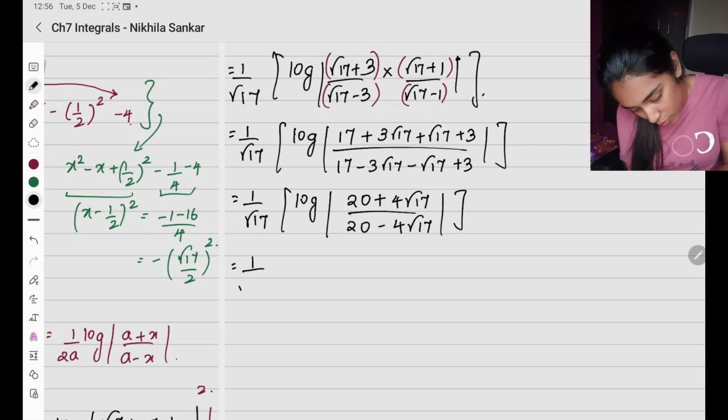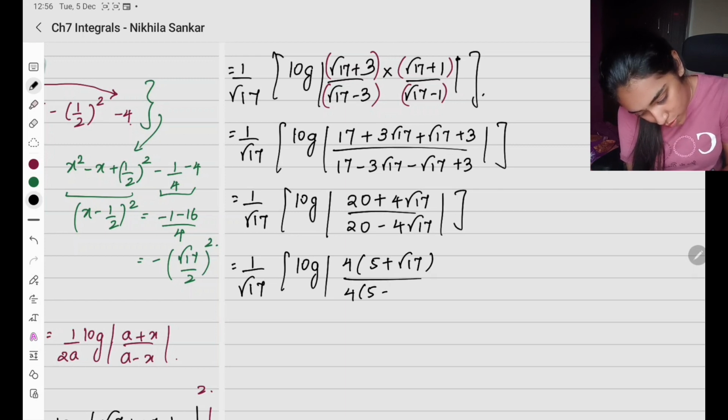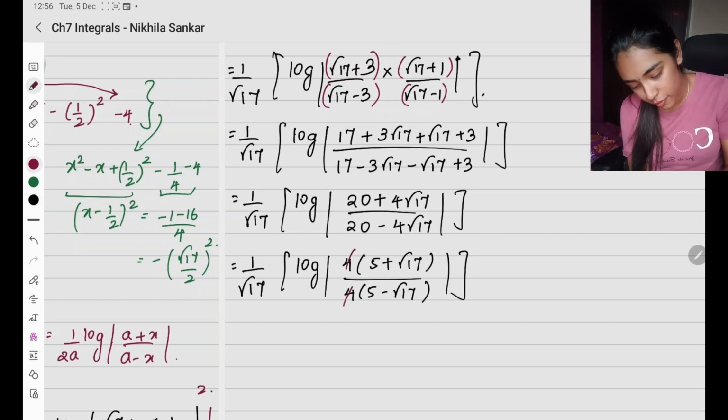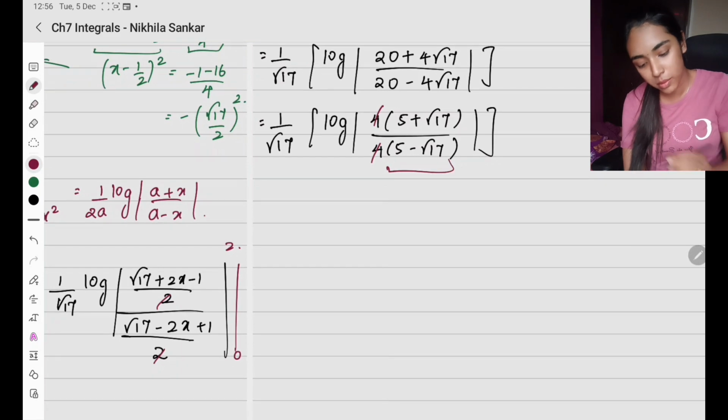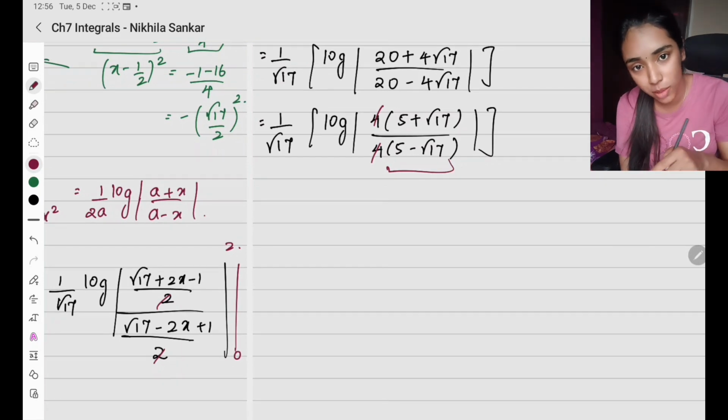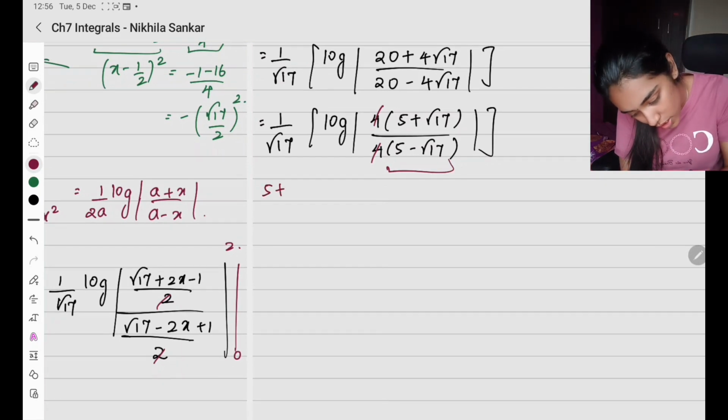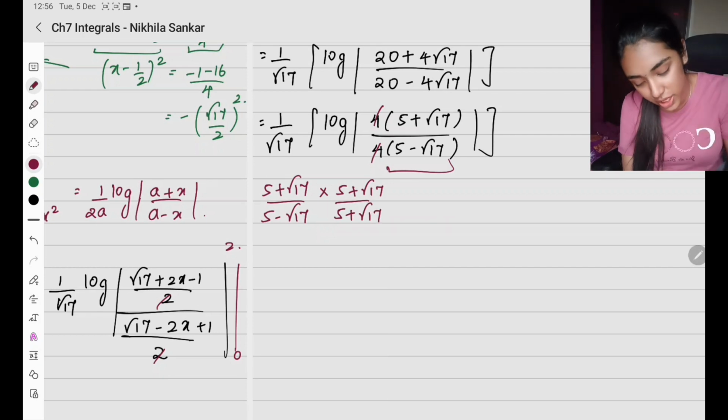I can take the 4 outside. So root 17 times log mod of 4 into (5 plus root 17) divided by 4 into (5 minus root 17). Okay, so I can cancel the 4 and the 4. Now I am going to rationalize only this term. I see that in the denominator I have an irrational number, so I am going to rationalize. So 5 minus root 17, I am going to multiply by 5 plus root 17.